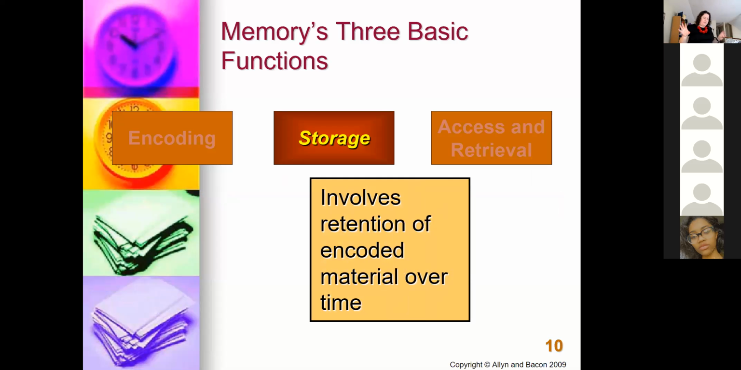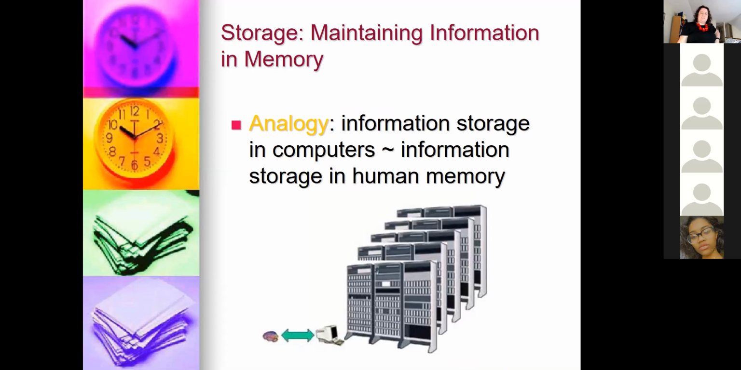All right, so we've talked about encoding, but now we're going to talk about storage. So storage is what it sounds like. It's storing things, retaining things over time. And so what we're trying to retain is this encoded material that we just spent all this effort encoding, right, during the first step. So it involves retention of encoded material over time. And so the analogy here is information storage in computers, right? It's similar to the information storage in human memory, right?